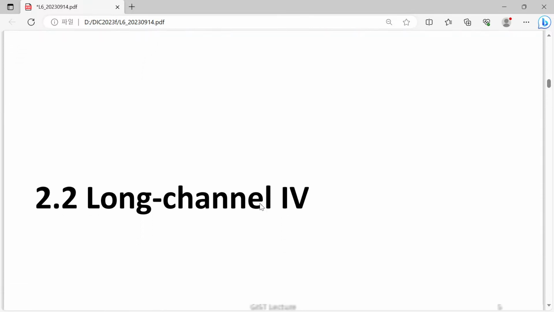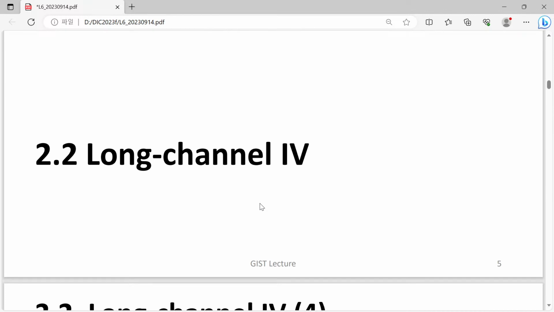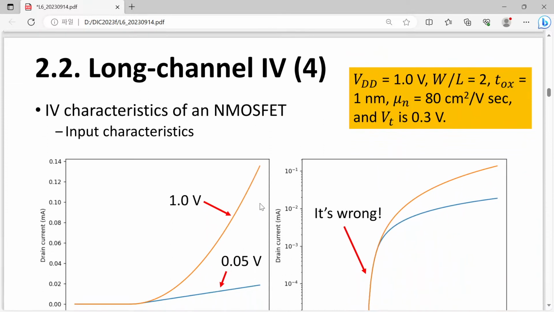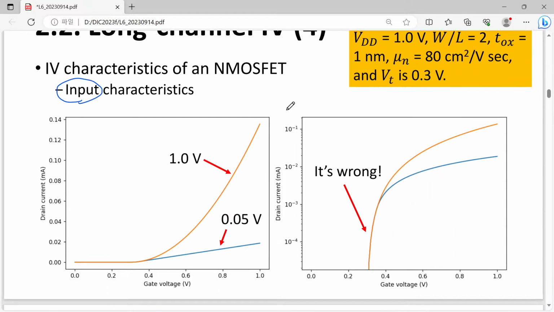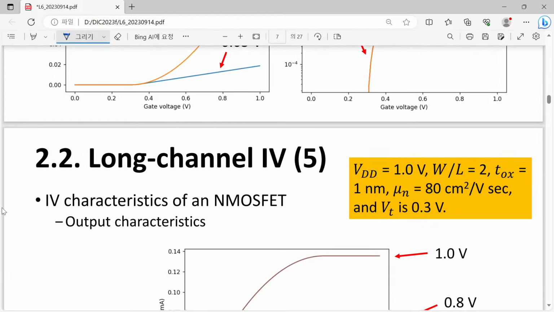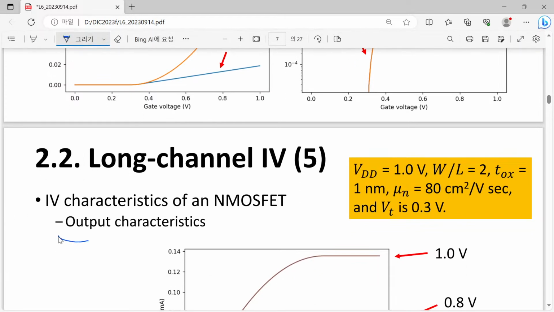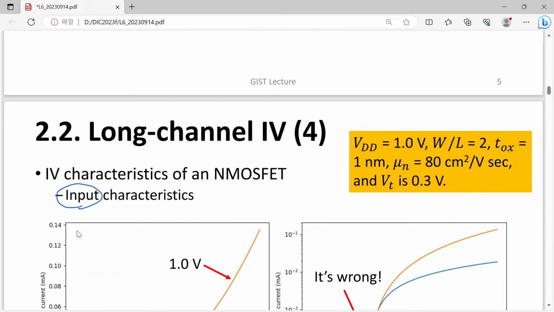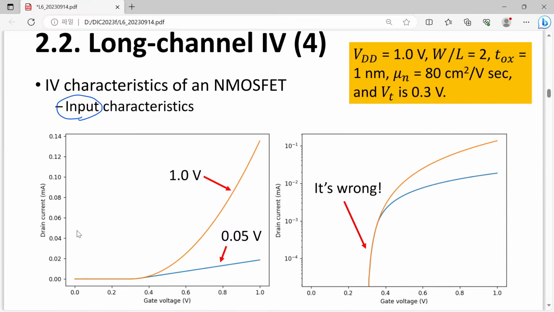Now let's cover the remaining content of our long channel MOSFET. Let's go to the more realistic non-ideal effects of our MOSFET. You already have the homework on drawing input characteristics and output characteristics of your transistor. Input and output characteristics of your transistor are fundamentally important when you consider your device. So it is quite important, please have a look at it.